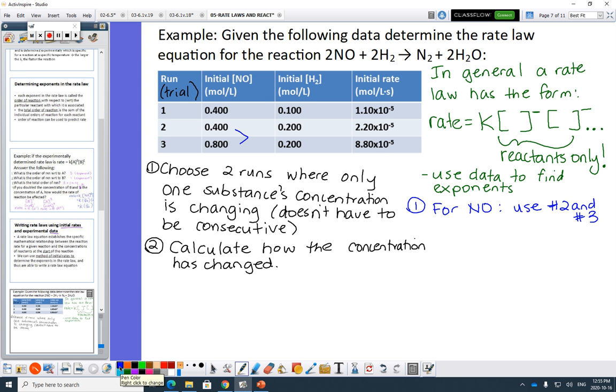So between 0.4 and 0.8, what is that? How's it changing? It is adding 0.4, yes. However, we want to use a whole number. So what I would do is just take the bigger one and divide the smaller one. You're right though, Maria.